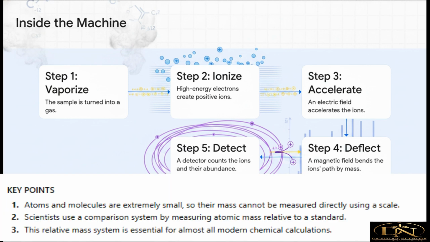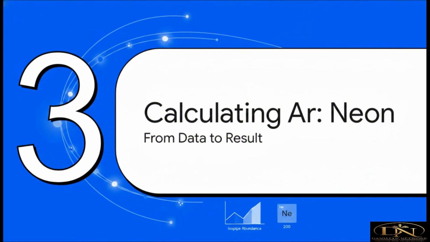At the end of the path, a detector is waiting. It just counts how many ions of each mass hit it, giving us a perfect picture of both the mass and the abundance of every isotope in the sample. So the spectrometer spits out this really cool chart that shows us exactly which isotopes are in our sample and in what percentage.